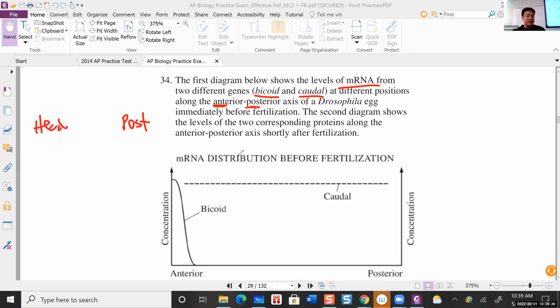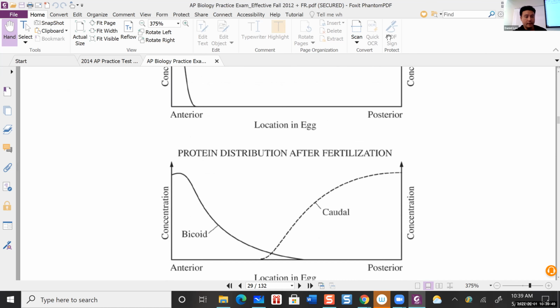So if I were to ask you, if you look at this diagram, you have a Drosophila, which is the fruit fly egg, immediately before fertilization. The second diagram shows after fertilization. So before fertilization is the first diagram, and after fertilization would be the second diagram right here.